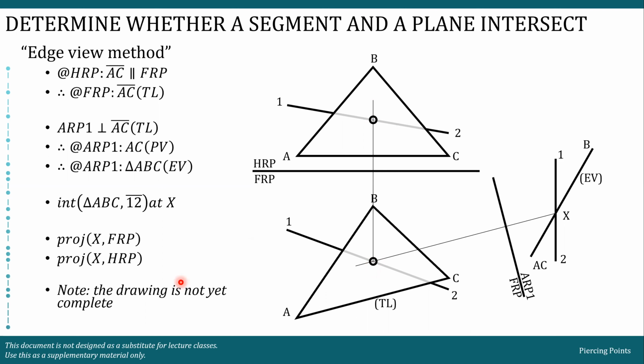Note muna natin before we proceed. The drawing is not yet complete. When I say it's not yet complete, kung mapapansin ninyo, gray itong line or yung segment na nag-overlap dun sa plane ABC. Naka-gray pa siya, no? Well, technically gray yung pencil nyo, pero hindi pa natin nasusulat yung correct visibility. Hindi pa natin napapakita kung nasa harap ba siya or nasa likod ng plane.